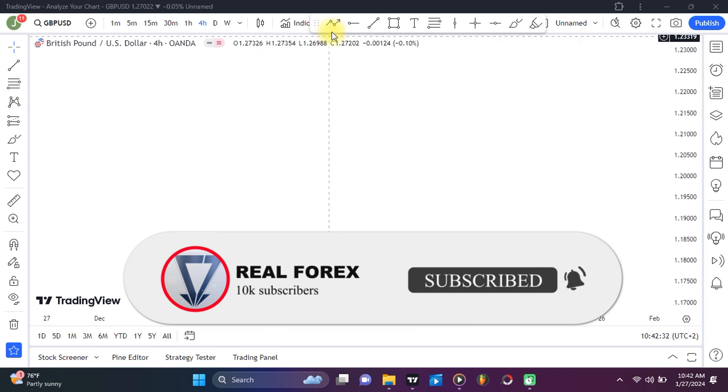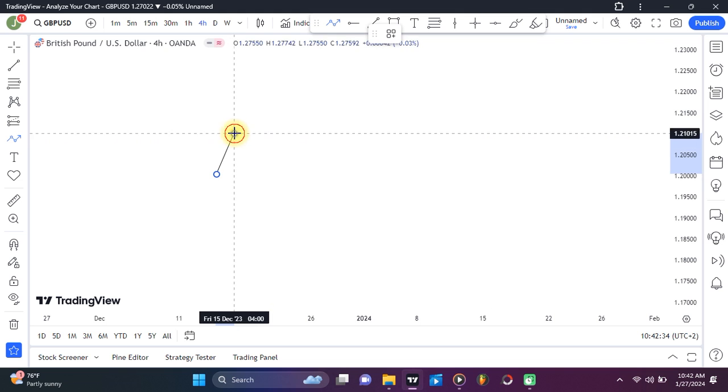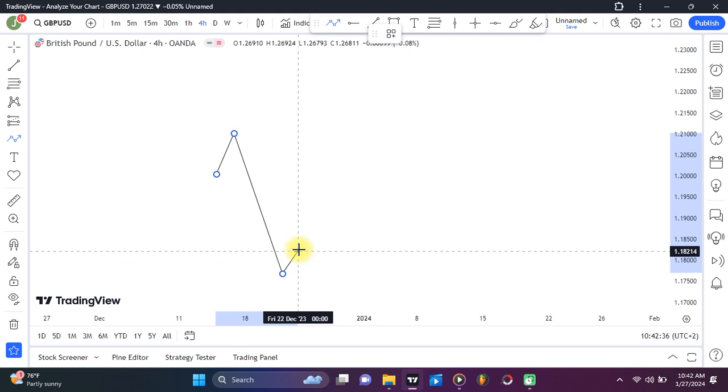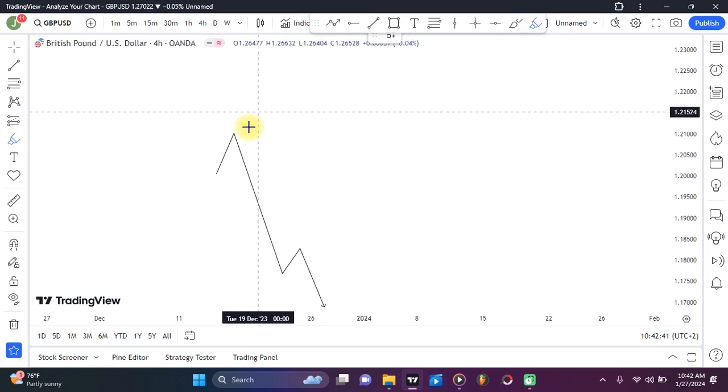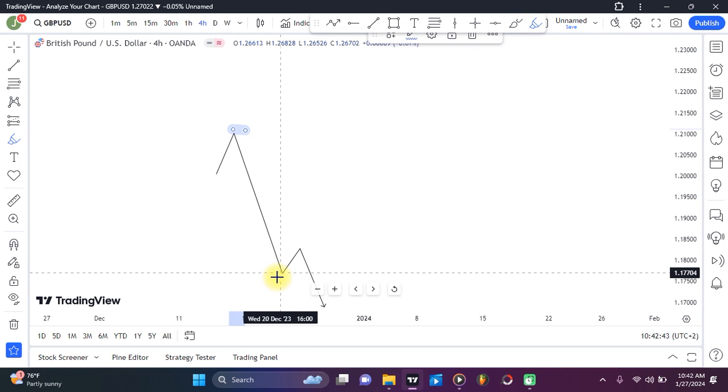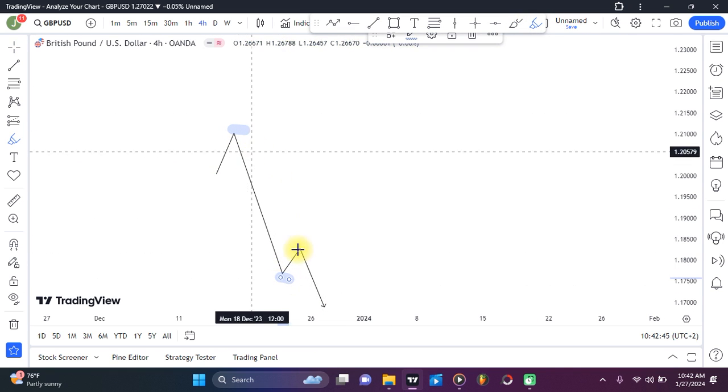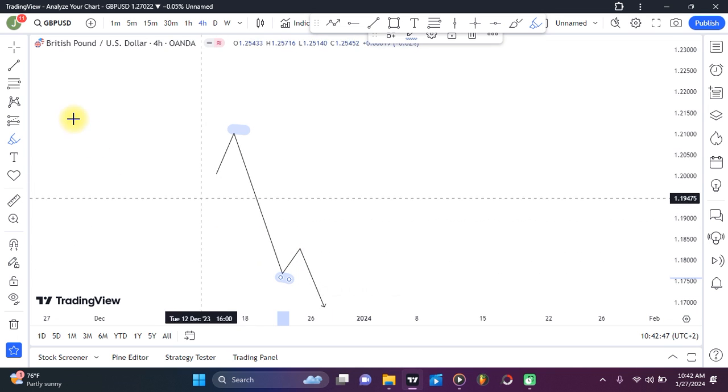Okay, now let's look at premium and discount zones. Now for me to fully explain this, I'm going to draw a simple trend here. As you can see, this is a simple downward trend, and we are going to be focusing on this high over here and this low over here. So this is going to be our range for this example.